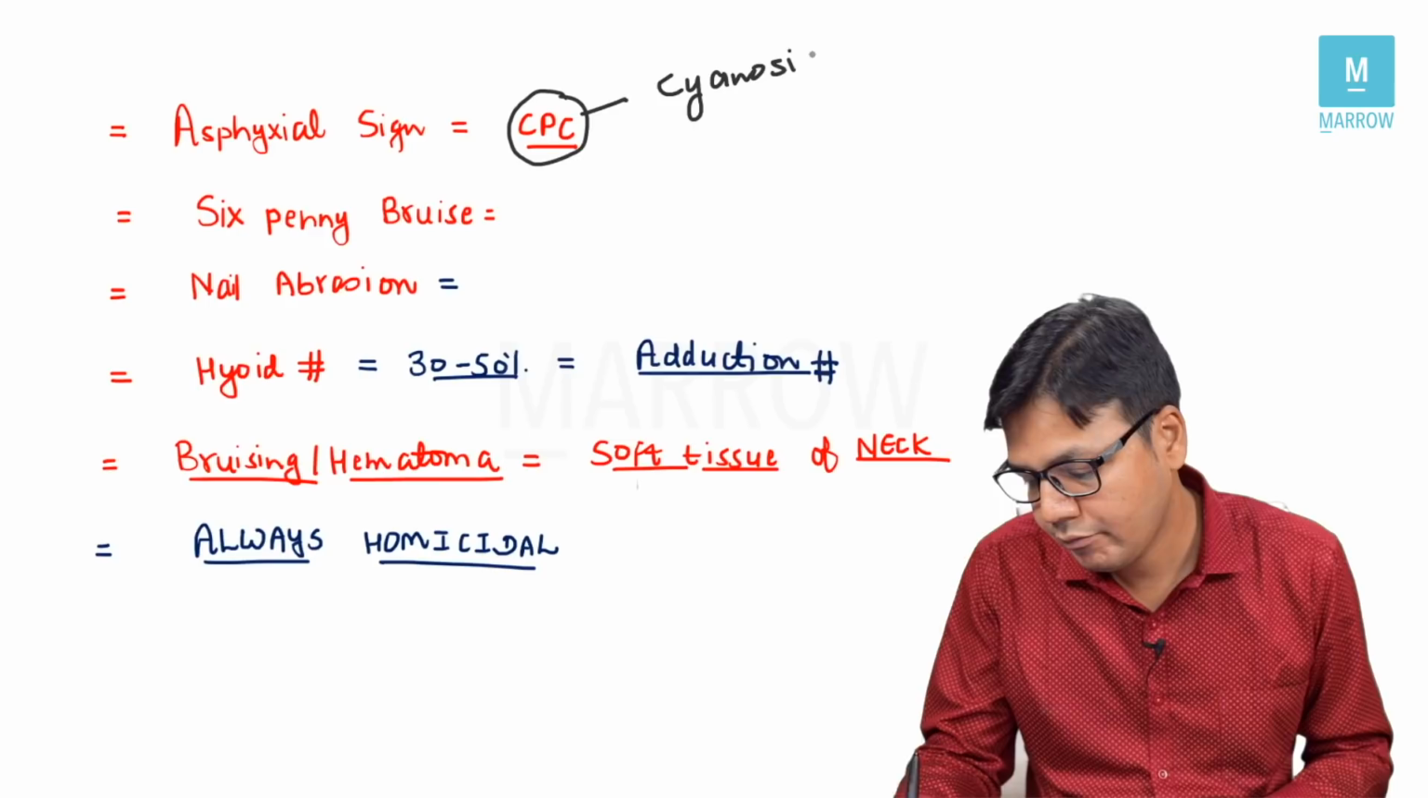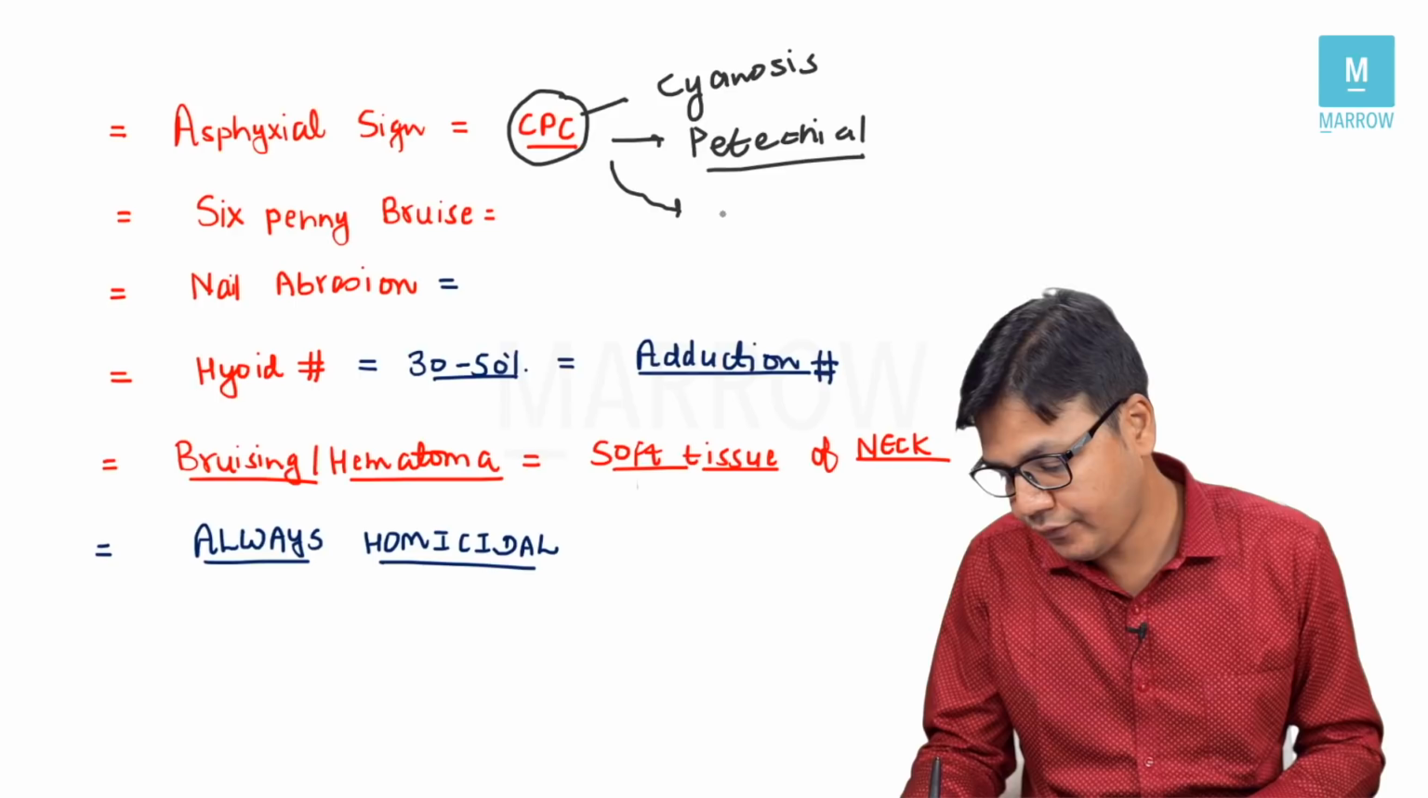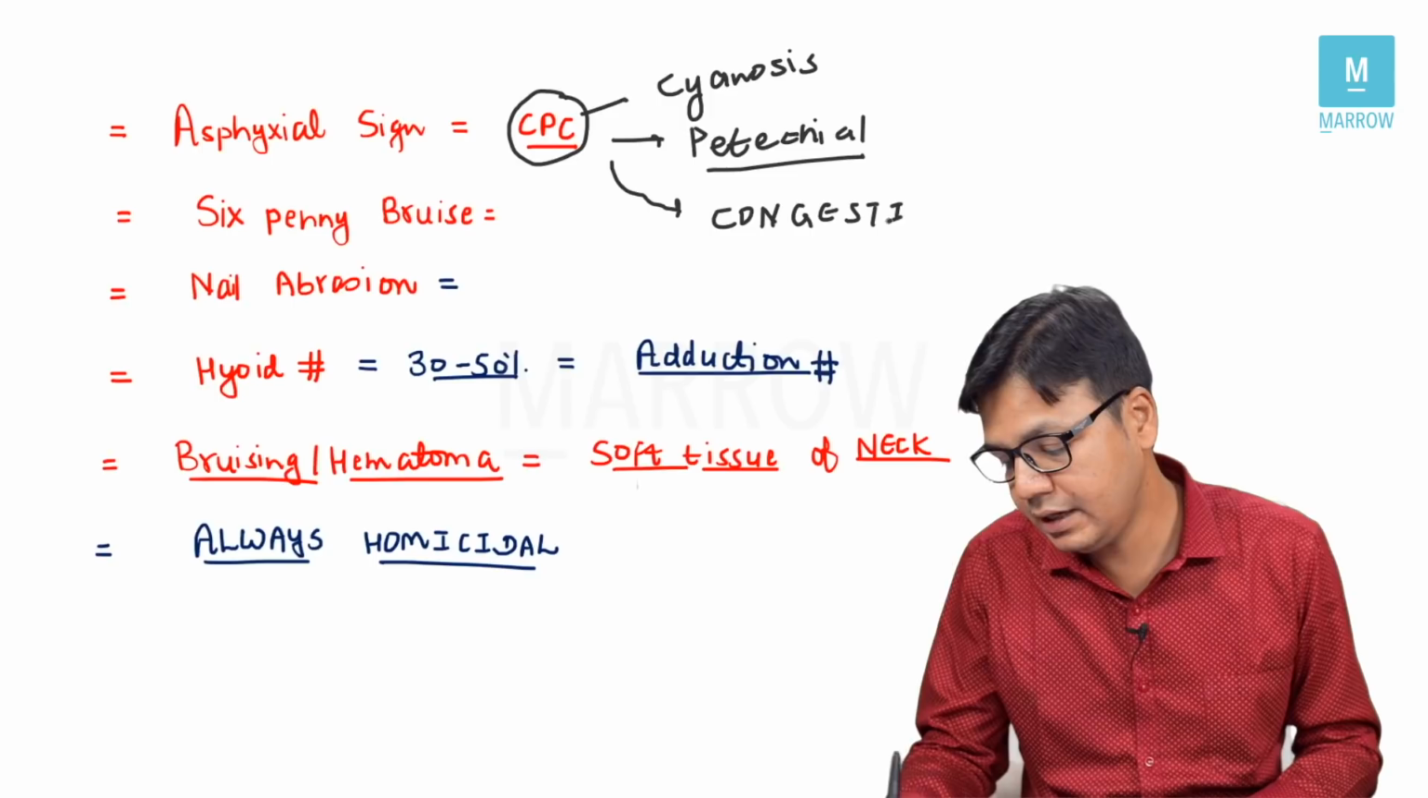P for petechial hemorrhage. C for cyanosis. P for petechial hemorrhage. And C for congestion. This is a classical triad of asphyxia.